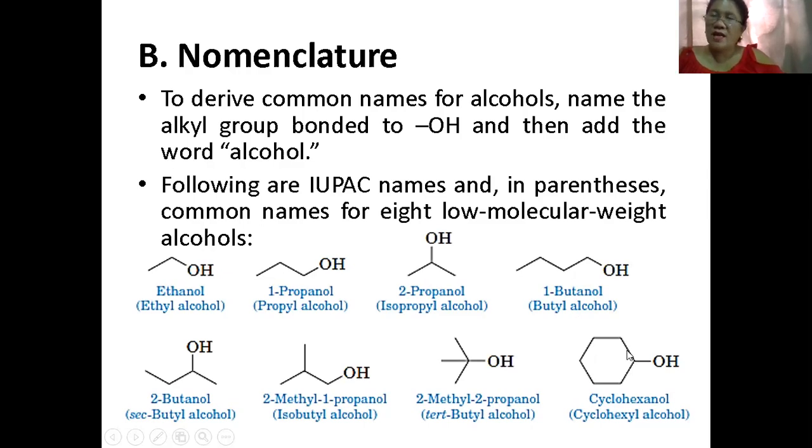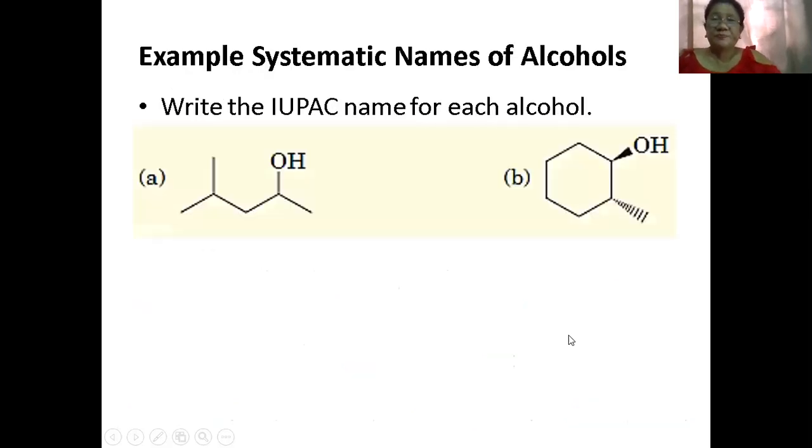Cyclohexane. Why? Because it has 6 sides: 1, 2, 3, 4, 5, 6. Where the OH is, that will always have the carbon that will be numbered as carbon 1. Therefore, this is cyclohexanol, or cyclohexyl alcohol.